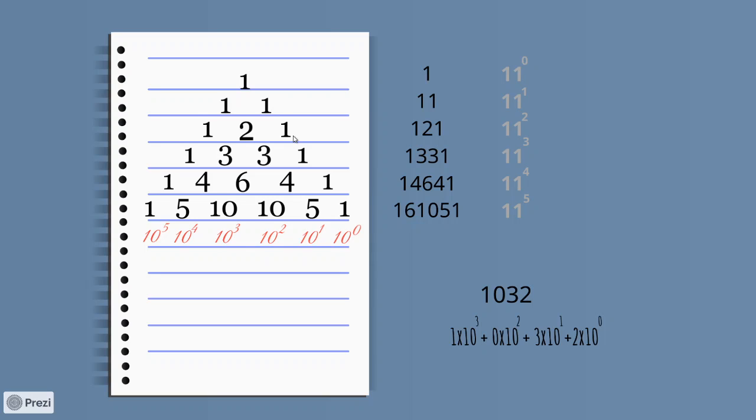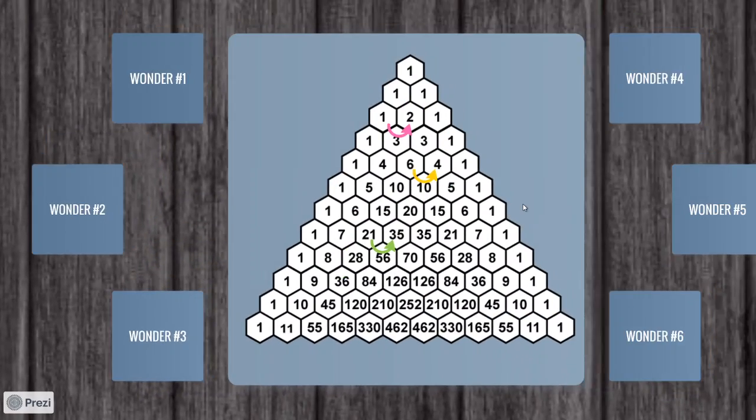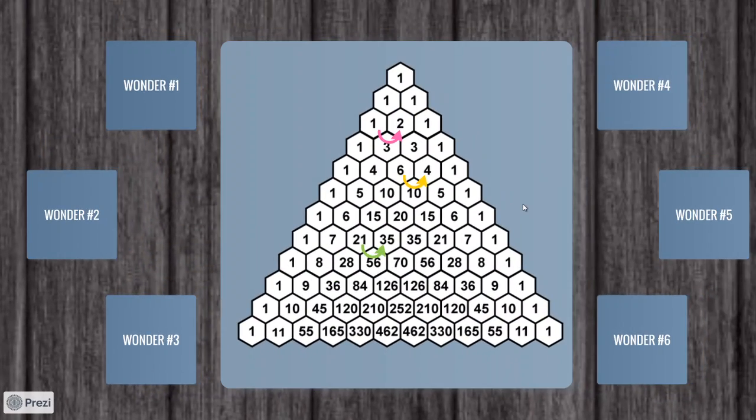So what do you see? In every row of Pascal's triangle, there are the powers of 11. When you write all these digits together as one number, you get powers of 11. So that is another wonder. Now that's not all. Wonder number 4.